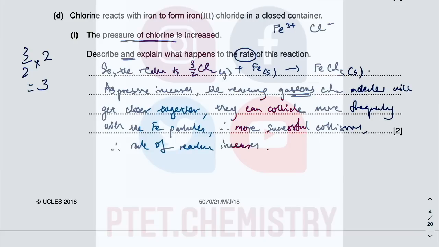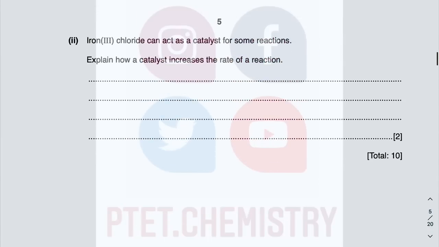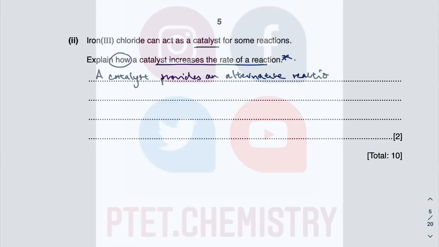All right, so moving on. This is the last part of this question. Iron trichloride can act as a catalyst. How does a catalyst increase the rate of reaction? You know that a catalyst can provide an alternative reaction pathway that has a new lower activation energy, Ea.